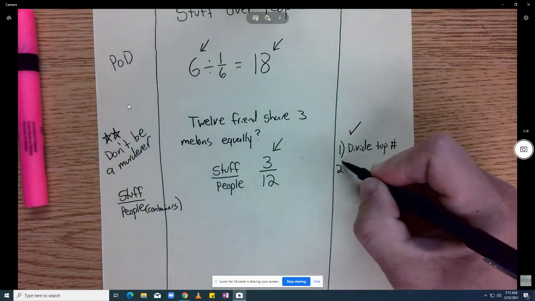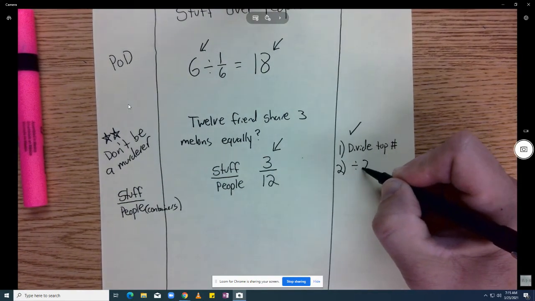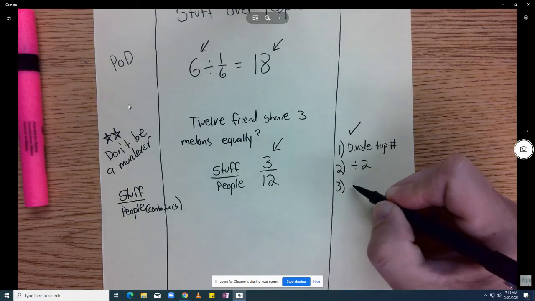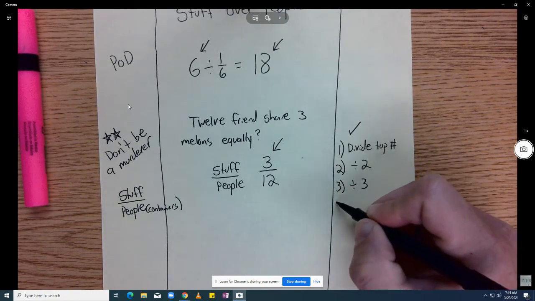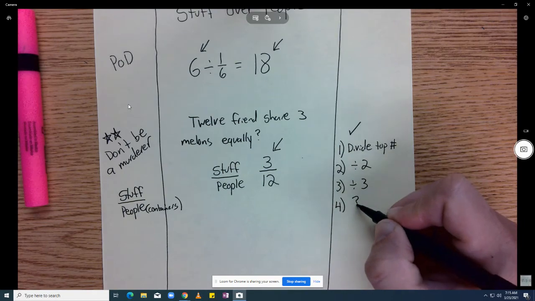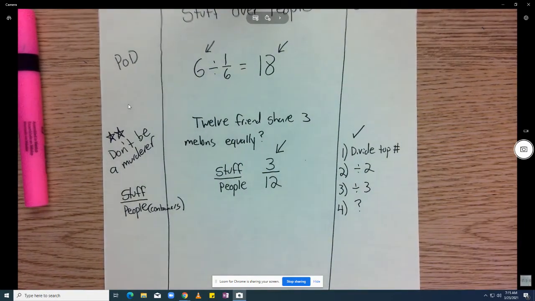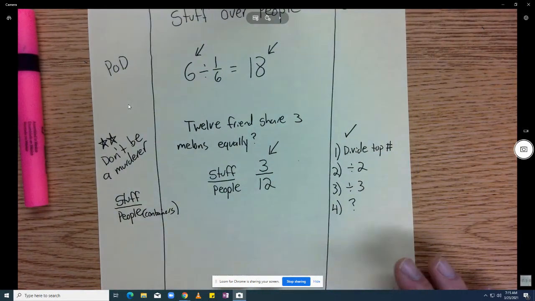Number 2, if that doesn't work, try to divide by 2. If that doesn't work, try to divide by 3. If that doesn't work, then you're just going to have to see if there's a multiple of it. But that can be confusing. So usually this will work.